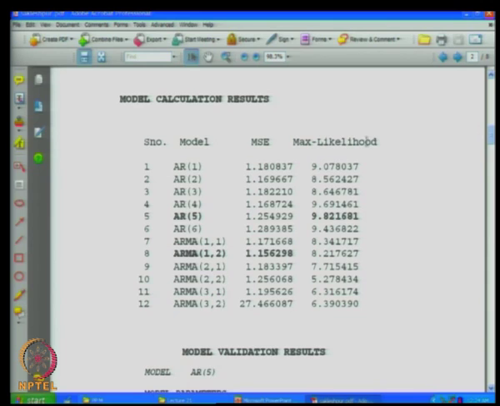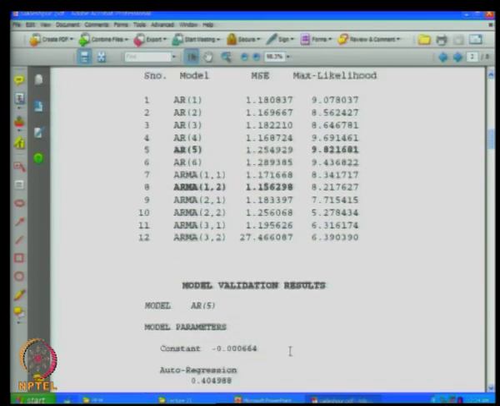Then we compute the MSE as well as the maximum likelihood values. This is why I am giving you all of this again repeatedly: I will also give you the procedure by which you obtain these for the residual series, as well as for the forecasting model and for the synthetic generation model. So, you get the MSE as well as the maximum likelihood values. You consider the 12 candidate models. Then we do the model validation.